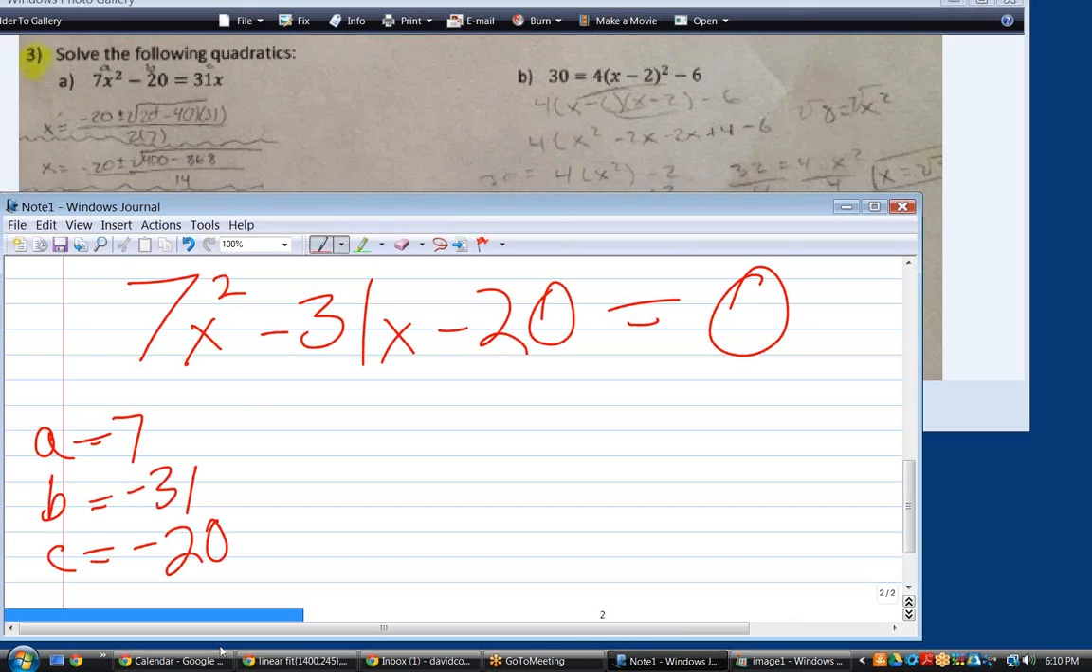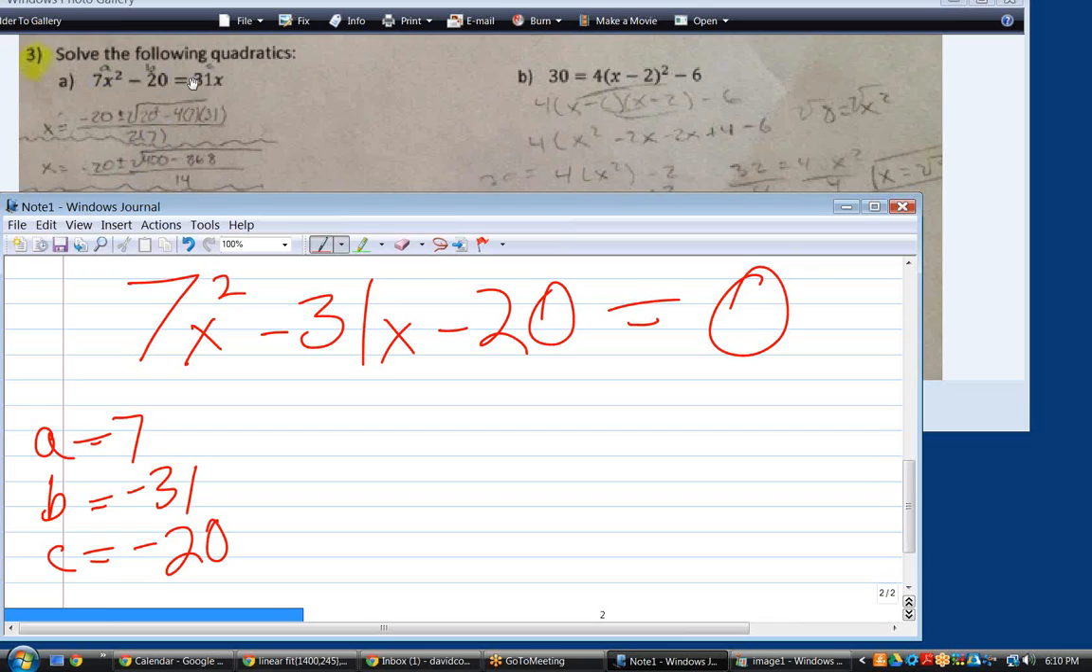You see the difference. You had B probably equal to 31 instead of negative 31. Although, I don't know. I don't see that here. Ah, I see what you did. You called that A and this B.